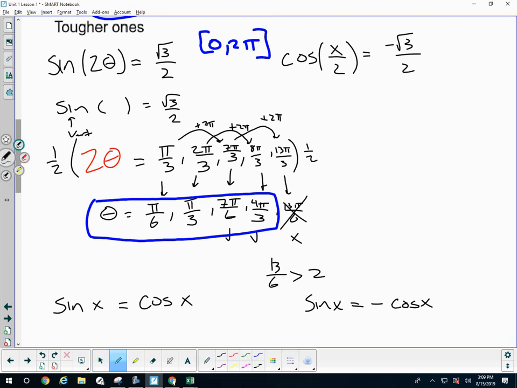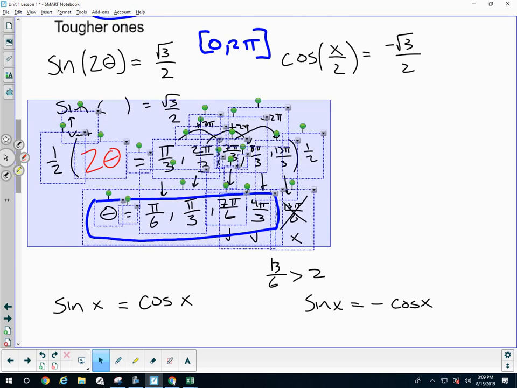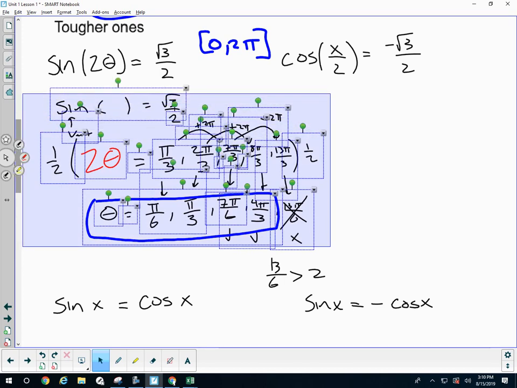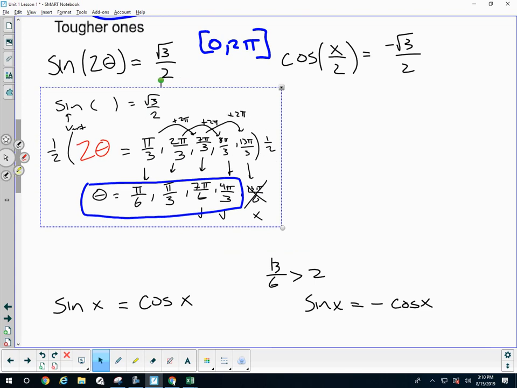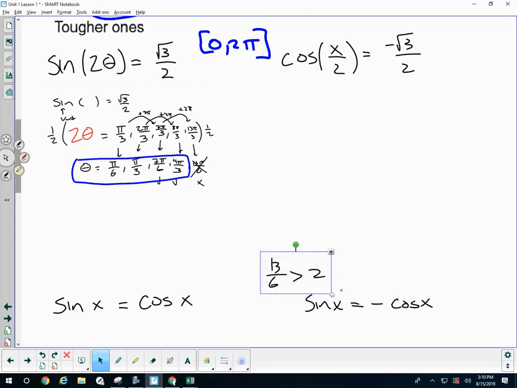Let's think about this one. Cosine of x over 2 equals negative root 3 over 2. Ready, set, let's go. We could start by thinking about the x over 2 not existing and just thinking about what is cosine going to give us negative root 3 over 2.